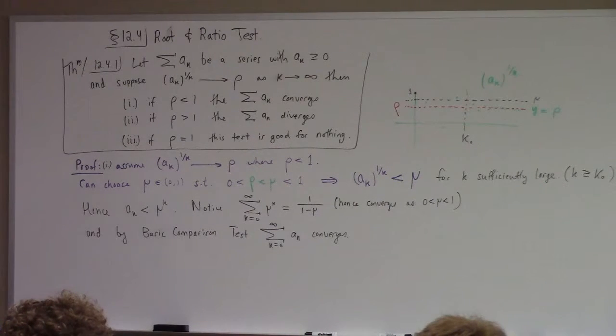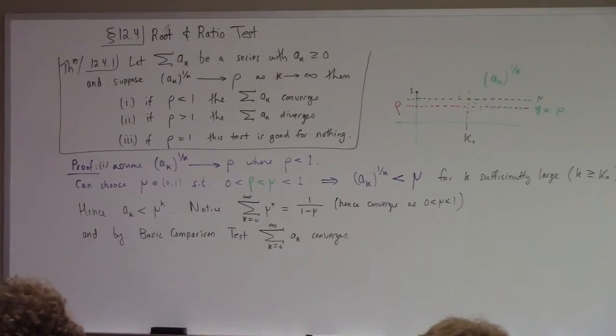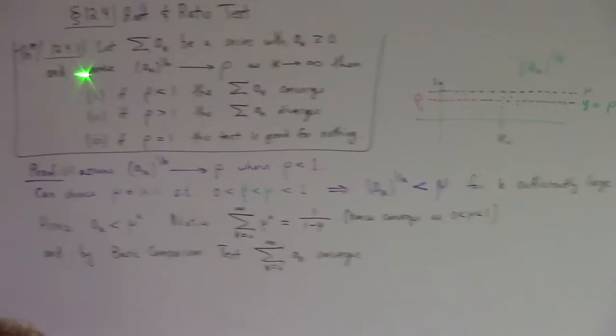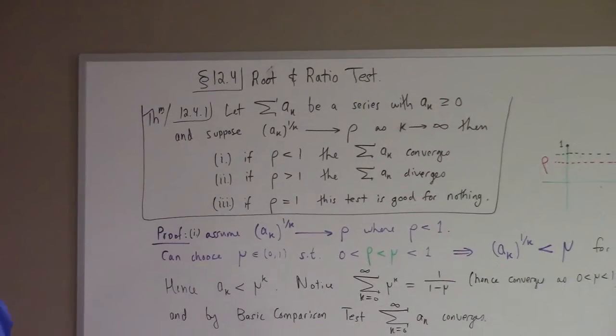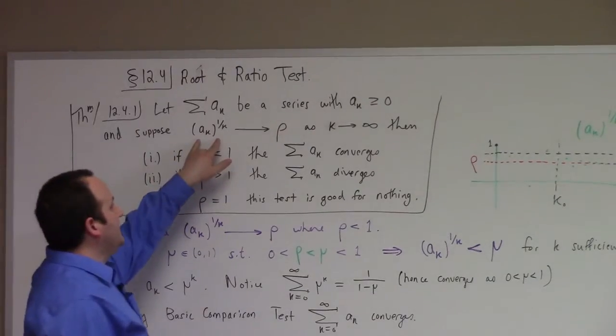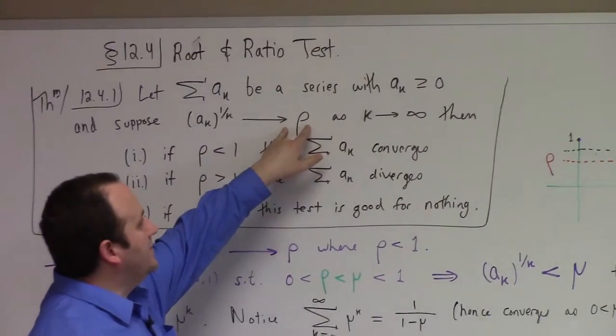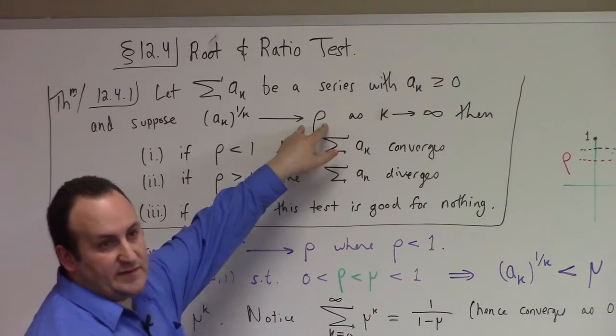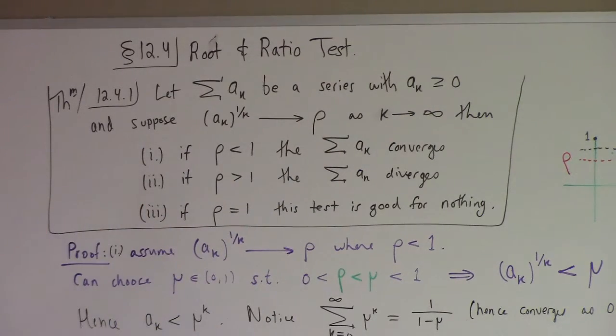Okay, so root and ratio tests, section 12.4. Here's the first one. Let the sum of a sub k be a series with non-negative terms, all right? And suppose the kth root of a sub k goes to rho as k goes to infinity. Here rho is just some constant. Then there are three cases. If the constant rho is less than 1, the series converges. Case 2, if rho is greater than 1, the series diverges. Case 3, if rho is equal to 1, this test is good for nothing.